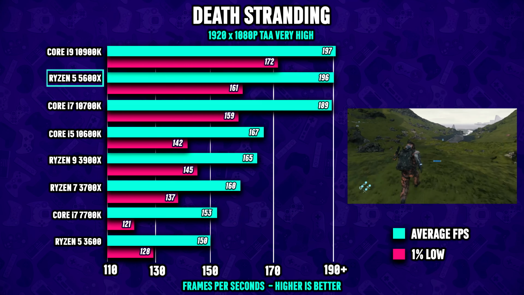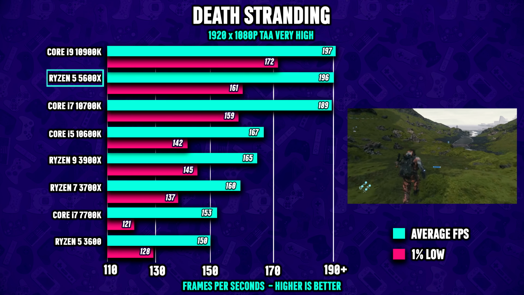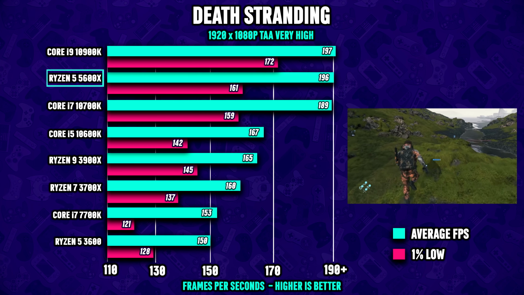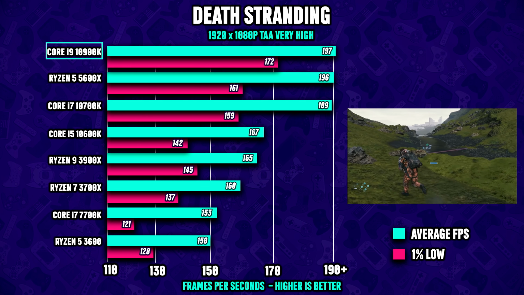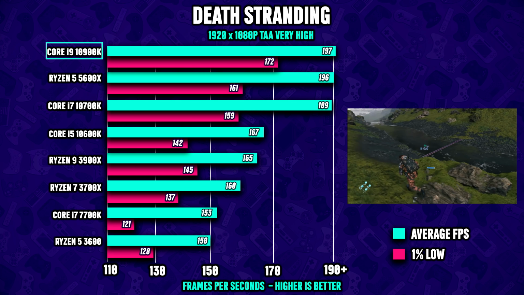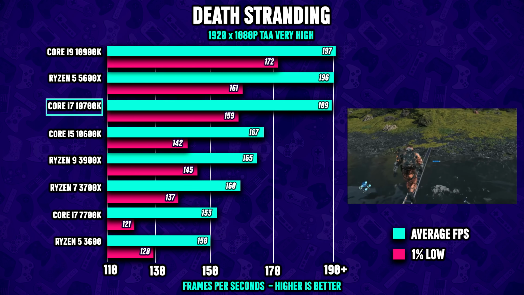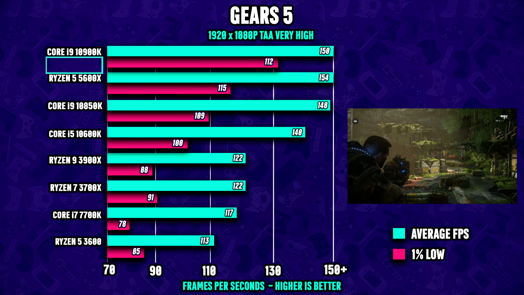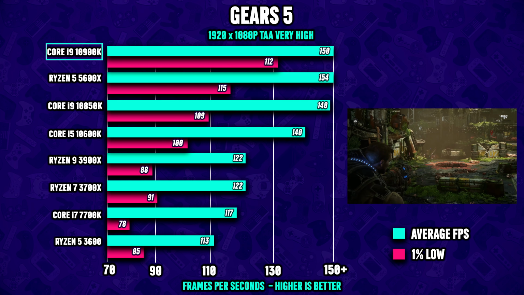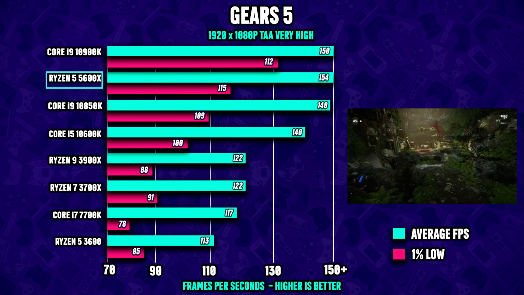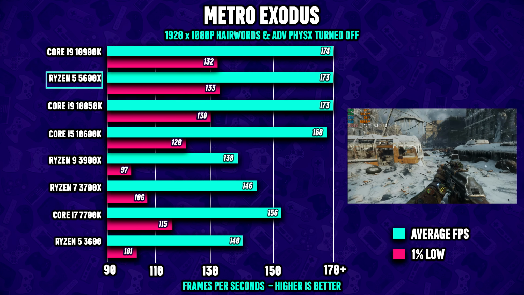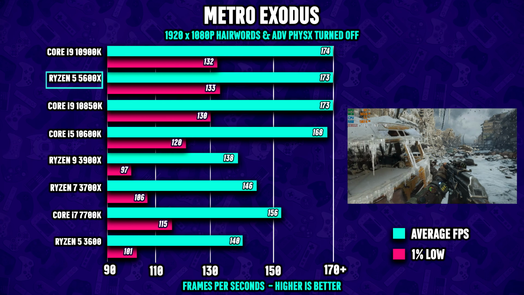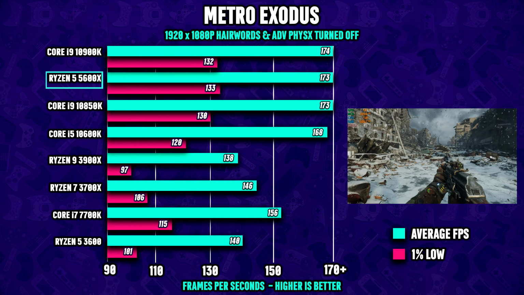Now taking a look at some gaming benchmarks, we see that the 5600X trades blows with the much more expensive 10 core 10900K, and it even beats Intel's latest 10th gen 10700K in Death Stranding. And in Gears 5 the 10900K actually gets beaten by a few FPS, believe it or not. And even in Metro Exodus, the $300 5600X is dominating the field, as can be seen.